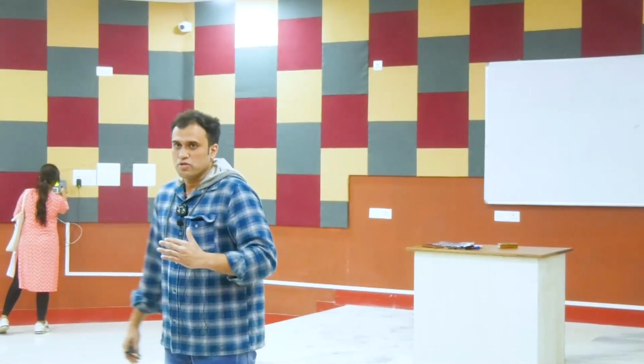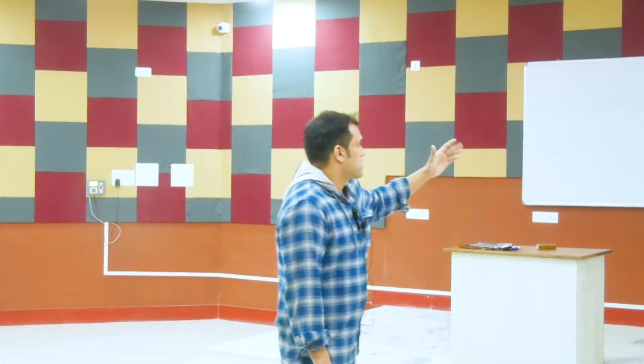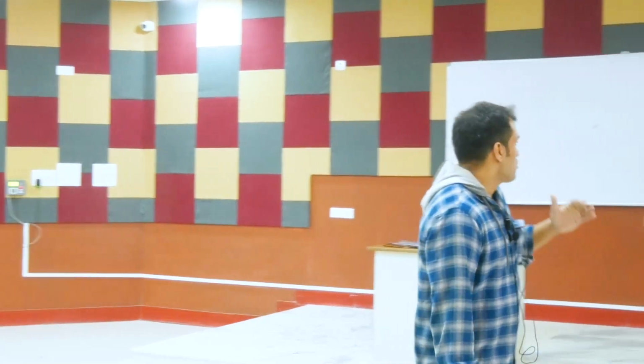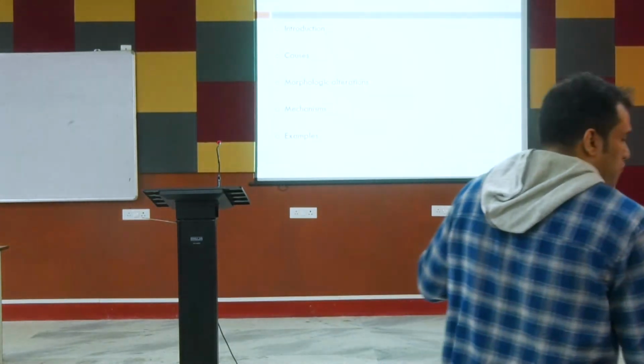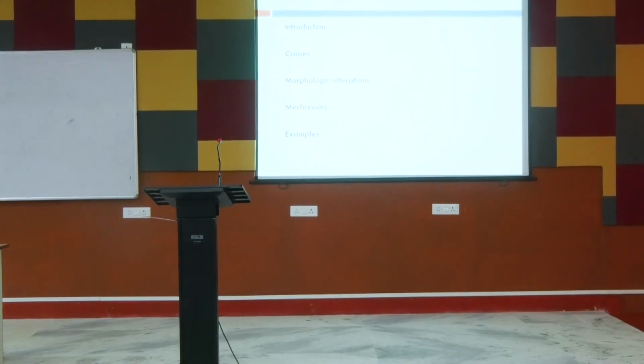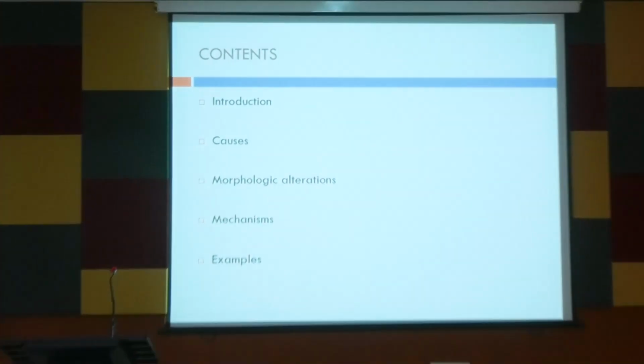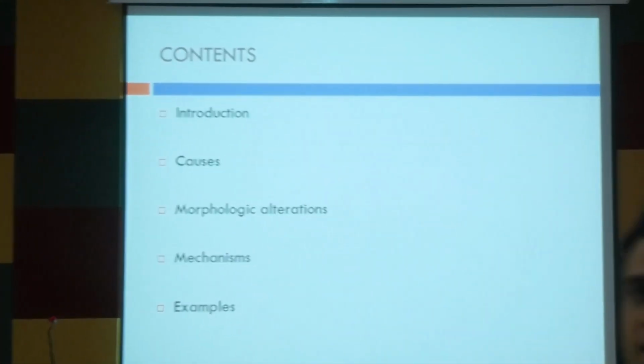There will be an introduction part. There will be the causes of cell injury. What are the various morphological alterations that take place? The mechanisms of cell injury. And finally, we're going to end with a few examples. So that's how we are going to deal with cell injury.